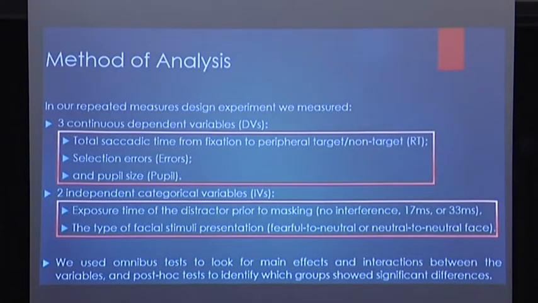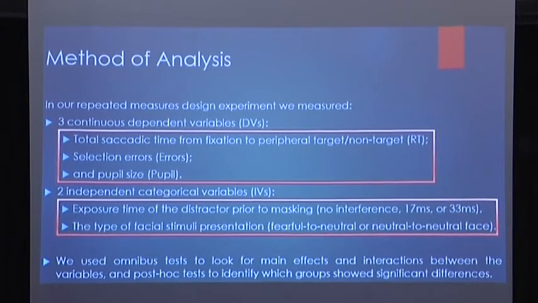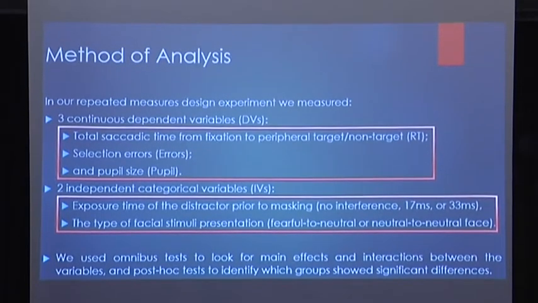We measured 3 continuous dependent variables: the total saccadic time from fixation to the peripheral target and the non-target, that was the reaction time, the selection errors, and pupil size. And we had 2 independent categorical variables, the exposure to the distractor prior to masking, and the type of facial stimuli presentation, fearful to neutral or neutral to neutral faces. We used omnibus tests to look for the main effects and interactions between the variables, and post hoc tests to identify which groups showed significant differences.